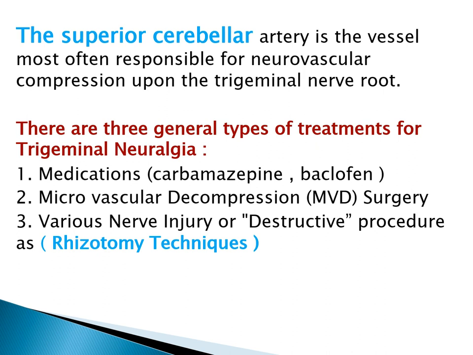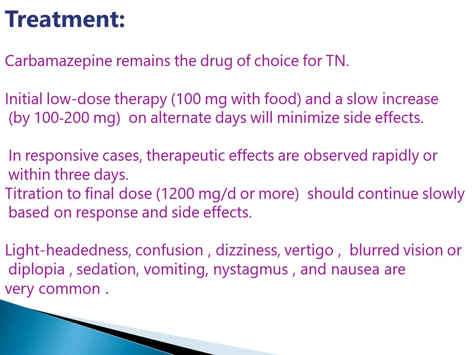There are three general types of treatments for trigeminal neuralgia. 1. Medications: carbamazepine, baclofen. 2. Microvascular decompression (MVD) surgery. 3. Various nerve injury or destructive procedures, rhizotomy techniques. Treatment: carbamazepine remains the drug of choice for TN.